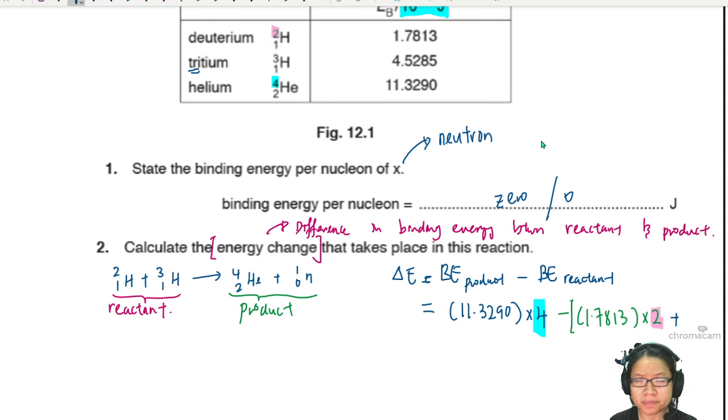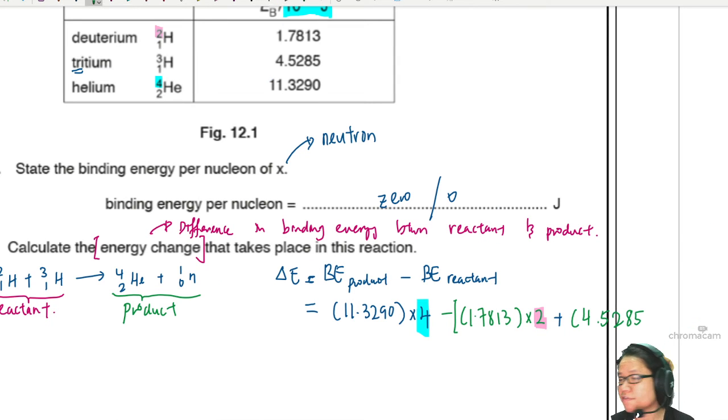Plus, I'm going to continue this process for tritium. Tritium is 4.5285 multiplied by 3. Okay, so the 3 is from here. Okay, so we're gonna now just press our calculator. I know there's a prefix hiding in the table. I'll just include it in my final form.